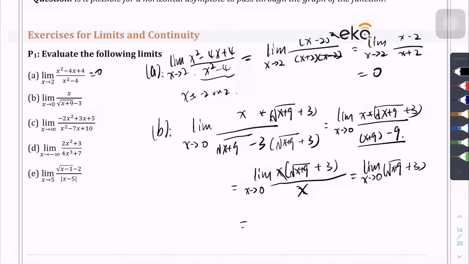So the answer is 1/6, because it's square root of 9 plus 3, which is 3 plus 3 equals 6.